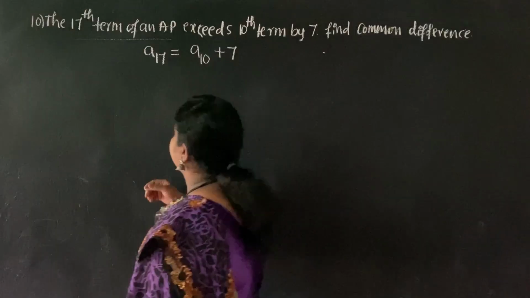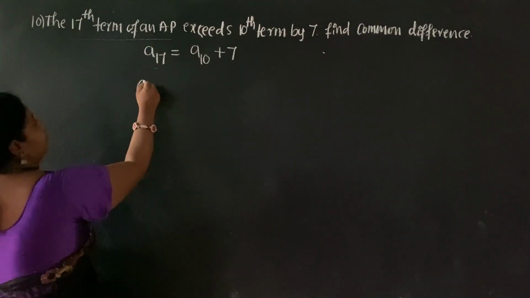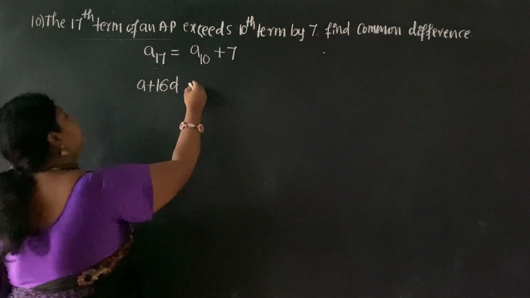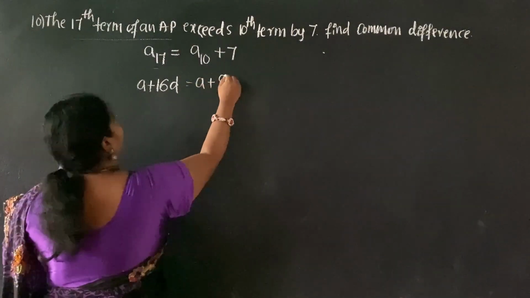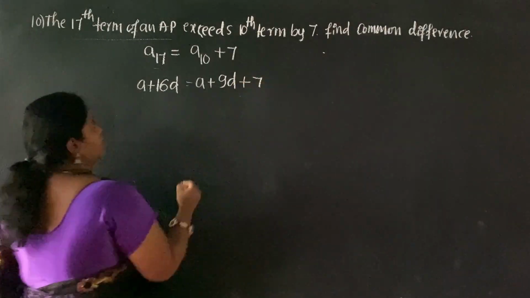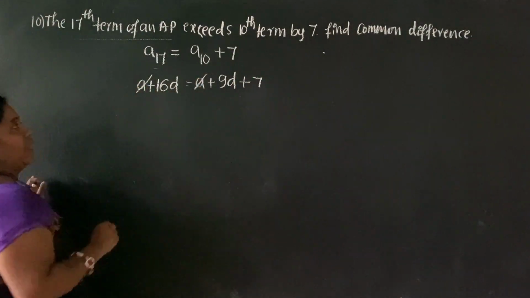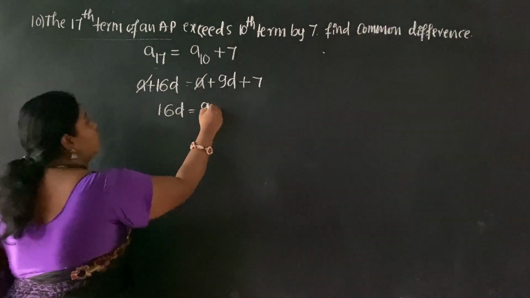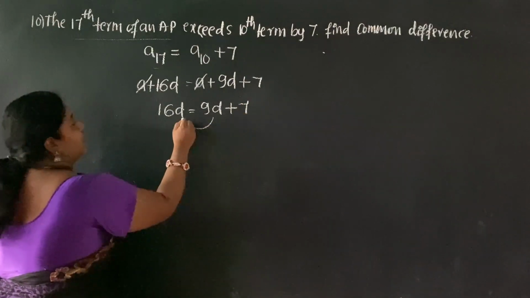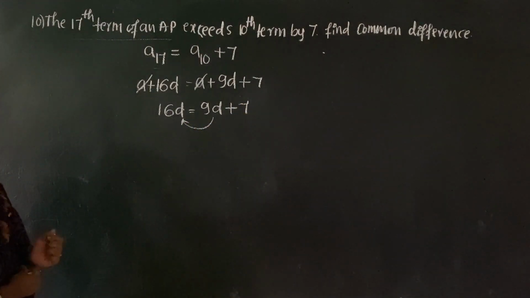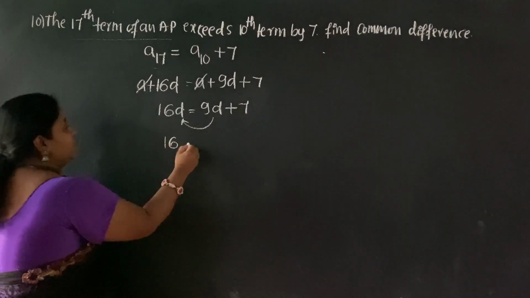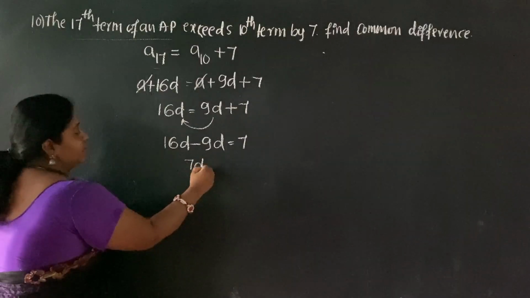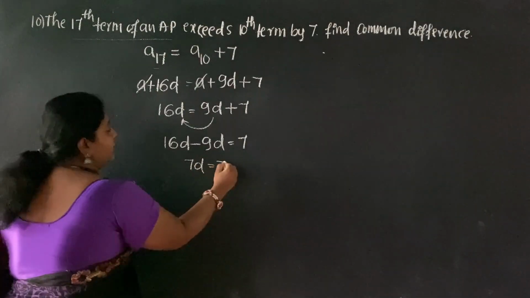Now, how to simplify? See, the 17th term can be written as A plus 16D. And the 10th term can be written as A plus 9D, plus 7. What do I do? A gets cancelled because it is present on both sides. Now, 16D is equal to 9D plus 7. Bring 9D to this side. Plus 9D turns to be minus 9D. So 16D minus 9D is equal to 7. 16D minus 9D is equal to how much? 7D. 7D equal to 7.